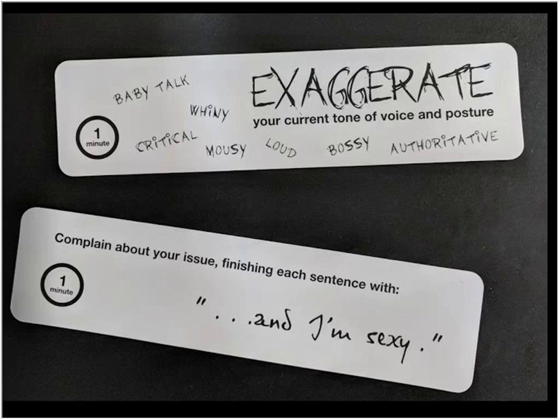Here are a couple more examples. Exaggerate your current tone of voice and posture and complain with baby talk, whiny, mousy, loud, bossy, authoritative. Do that as much as you can with the issue that you are attempting to feel. And the other one, and this really gets a standing ovation in any group I've been with so far, is complain about your issue, finishing each sentence with, and I'm sexy. You just cannot continue to have the same energetic stance as this if you are thinking through these different things.